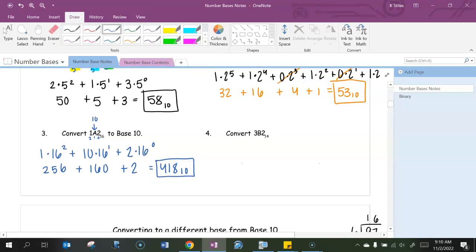You can go ahead and try number 4 if you would like, or if you feel like you've got the hang of it, you can skip to the next video. I'm just going to remind you that B would be 11 here. I also will give you your final answer so you can check your work if you choose to do this. It should be 744 base 10. Okay, this is how we convert to base 10 from a different base, and go on to your next video.